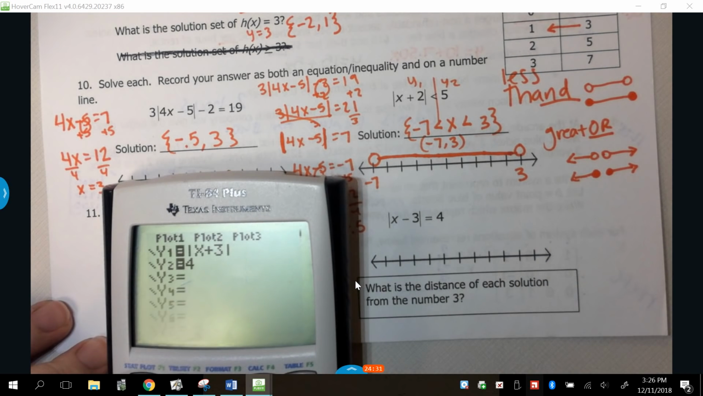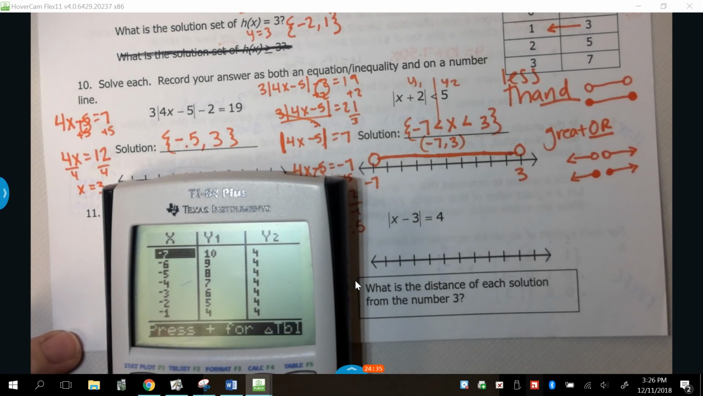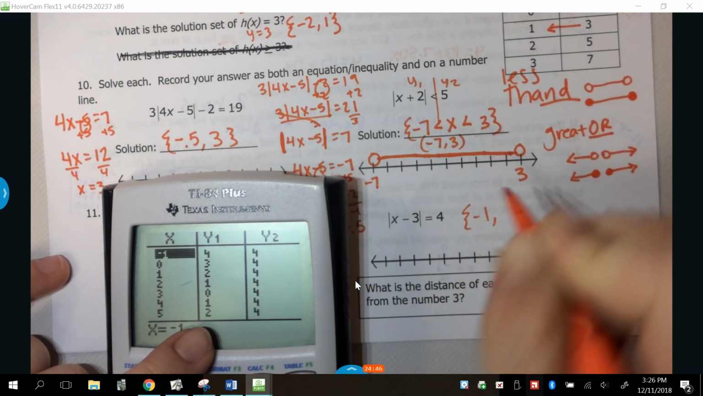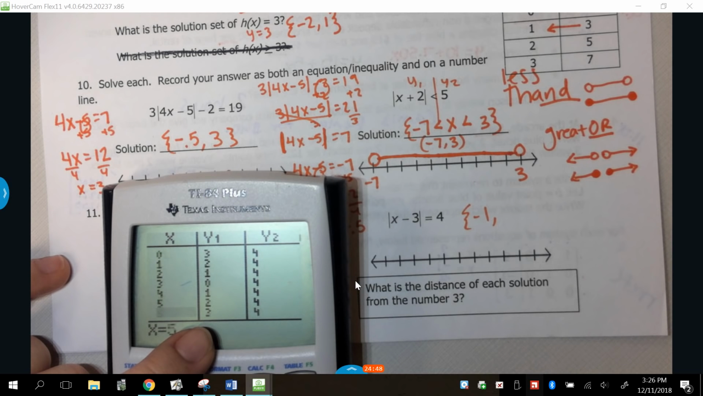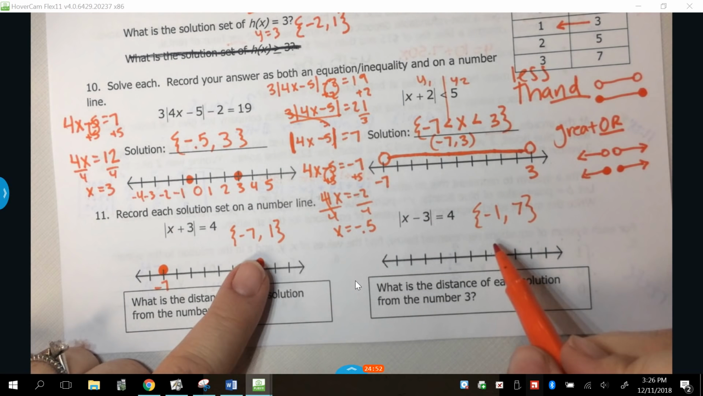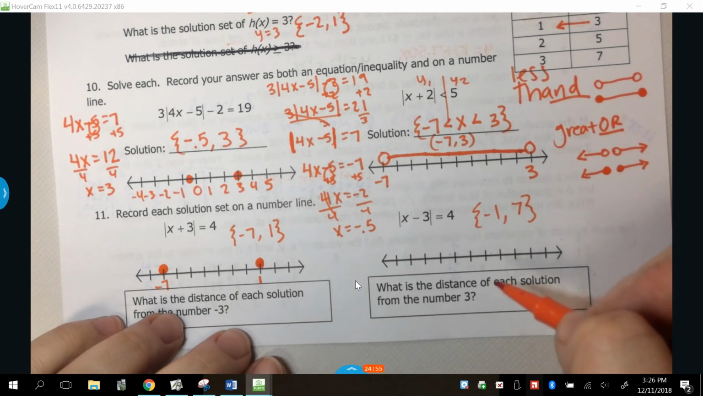Now here we have the x minus 3 equals 4. I see one of them. Let's see if we see another one. And there's the other one. So it's at negative 1 and 7. What do you notice? They are opposites. Negative 1 and 7.